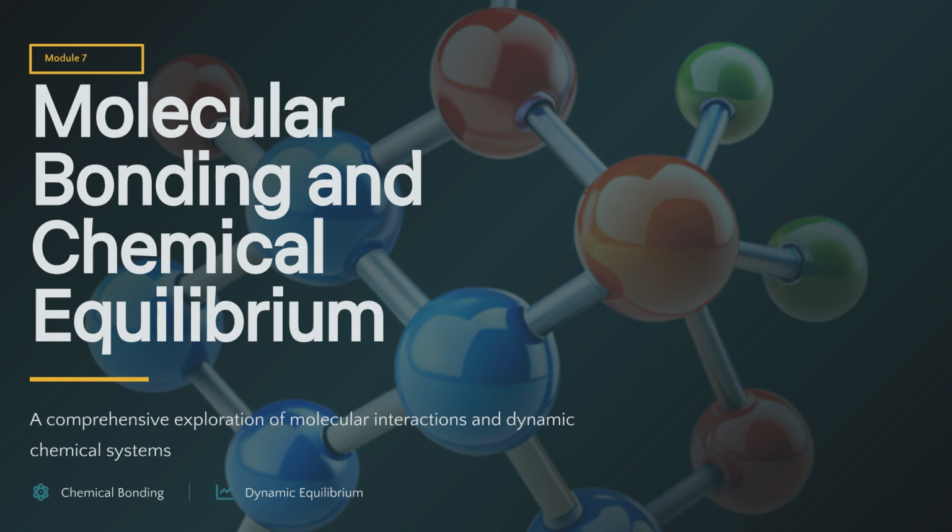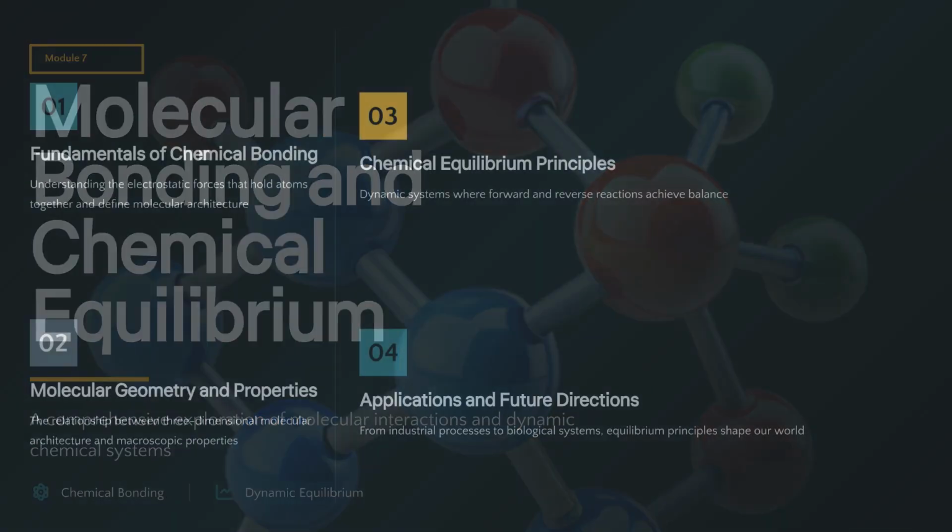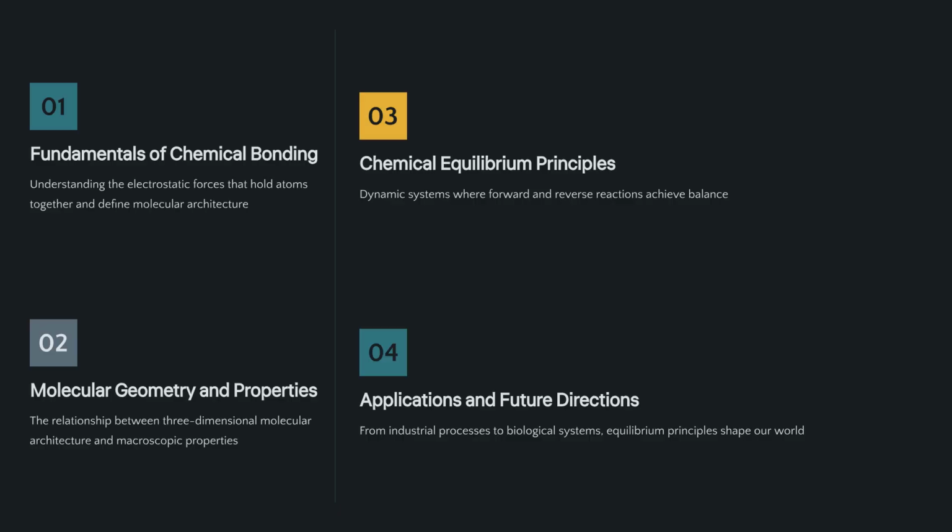Welcome to Module 7, Molecular Bonding and Chemical Equilibrium. This video provides a comprehensive exploration of molecular interactions and dynamic chemical systems, focusing on both chemical bonding and dynamic equilibrium. We will cover four main sections.